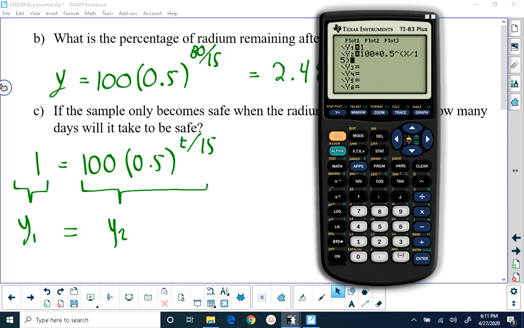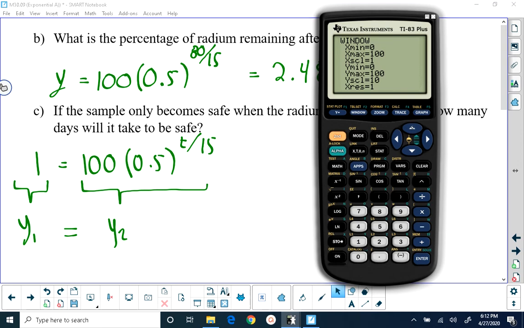So what are my window settings going to look like? Well, if I start off with 100% for y, and it's a decreasing function, that means my y min can potentially get closer and closer to 0. I'm going to go from 0 to 100 for y, and we will go in increments of 10. Now, what am I going to put for x?